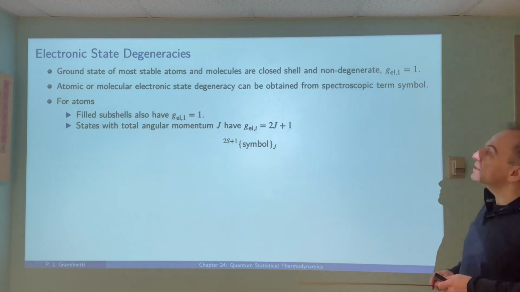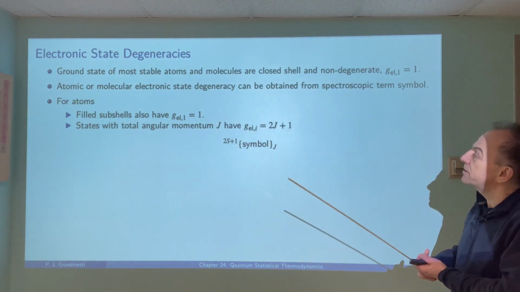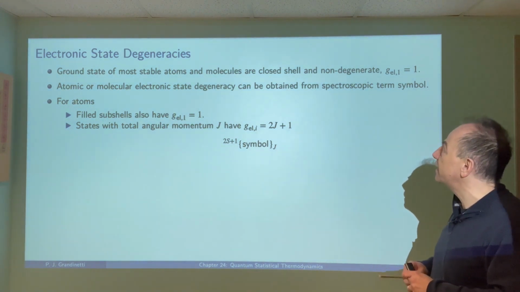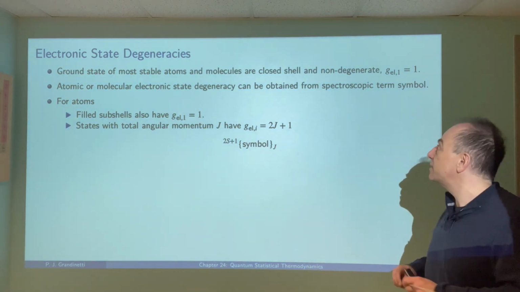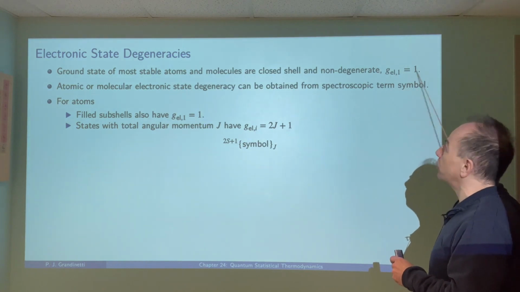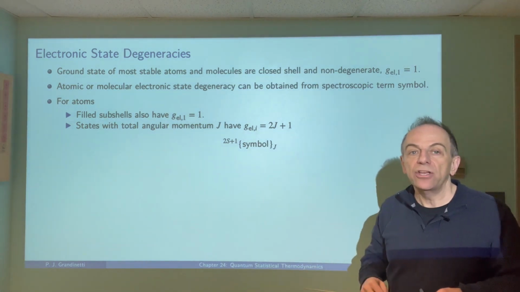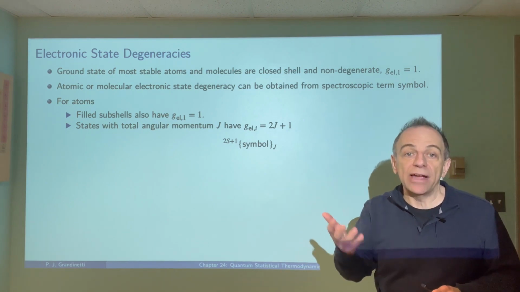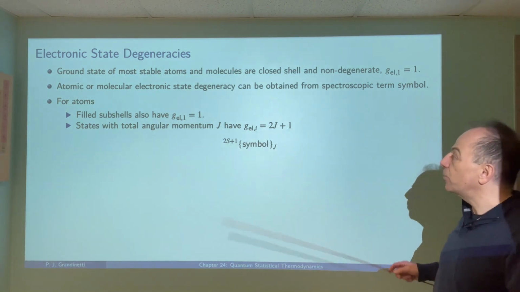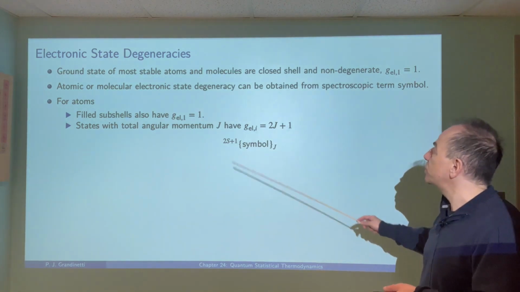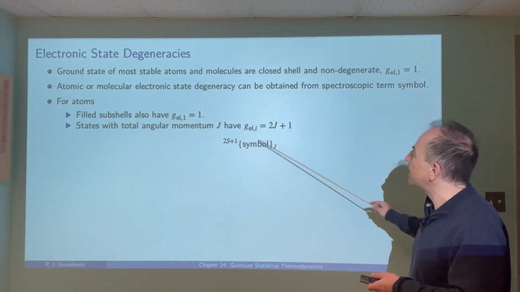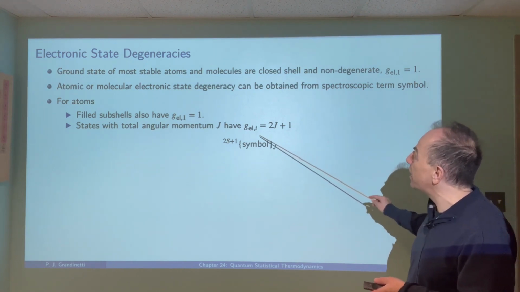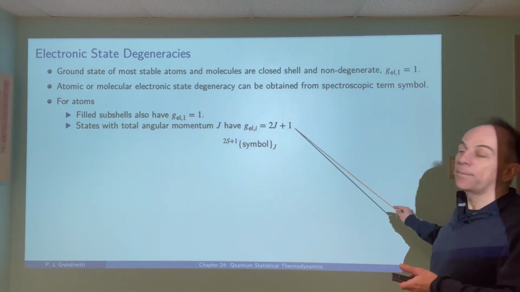Okay, now let's take a look at some of the electronic state degeneracies. Whenever you have a molecule in its ground state, or an atom in its ground state, and it's a closed shell ground state, then we know that the degeneracy is going to be 1. But more generally, you can just look at the term symbol for the atom or the molecule and figure out what the degeneracy is going to be. So whenever you have an atom, you can just look at the symbol. In that case, you have the little subscript J here. From that subscript J, you know the degeneracy is going to be 2J plus 1.